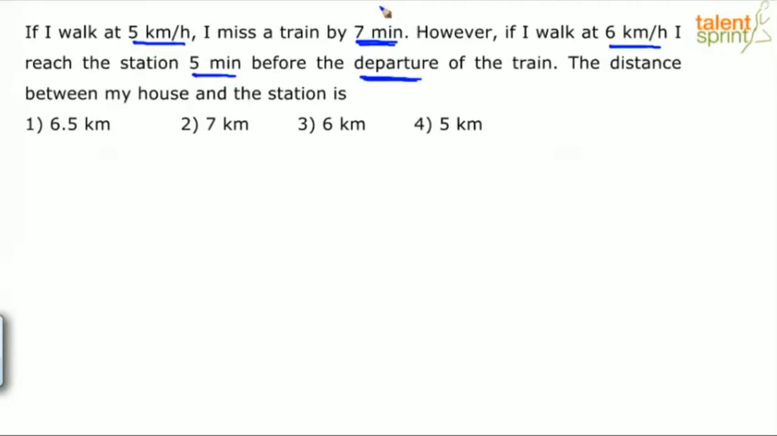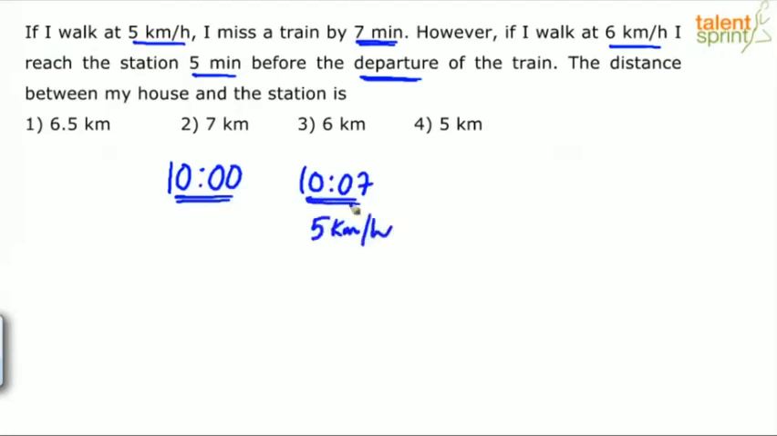See, very easy. I need not repeat the whole thing. It has anyway been discussed in the time and distance video. You can refer to that. But just to give you a hint, let us assume that the right time of departure is 10 a.m. The train starts at 10 a.m. In the initial case, when you walk at 5 kilometers per hour, you miss the train by 7 minutes, which means you will reach the station at what time? 10 o'clock and 7 minutes. This was when your speed was 5 kilometers per hour.